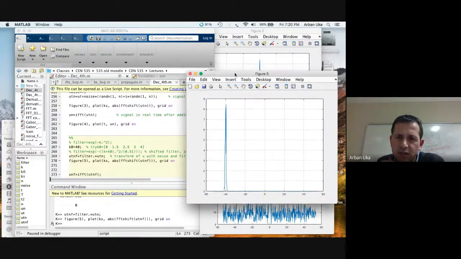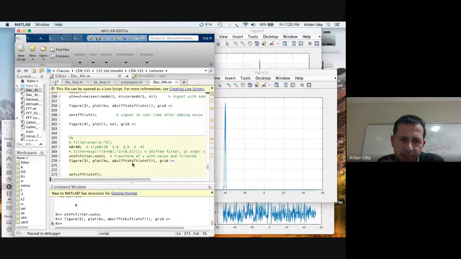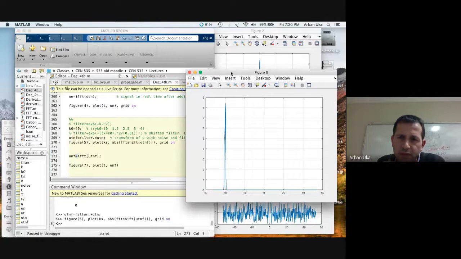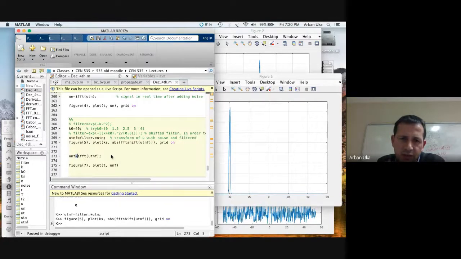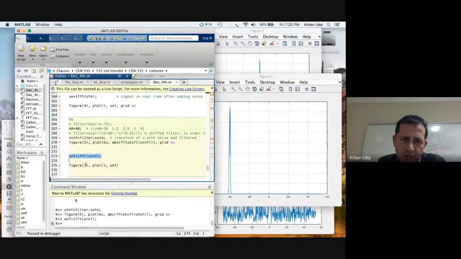We can take the inverse Fourier transform of this signal to see what has remained. To do that, we have u t and f, and we have to apply this u1. So let's go from this figure 5 and obtain the Fourier transform to go to the real domain, and evaluate the selection. Let's call this one figure 6, plot t, u and f.